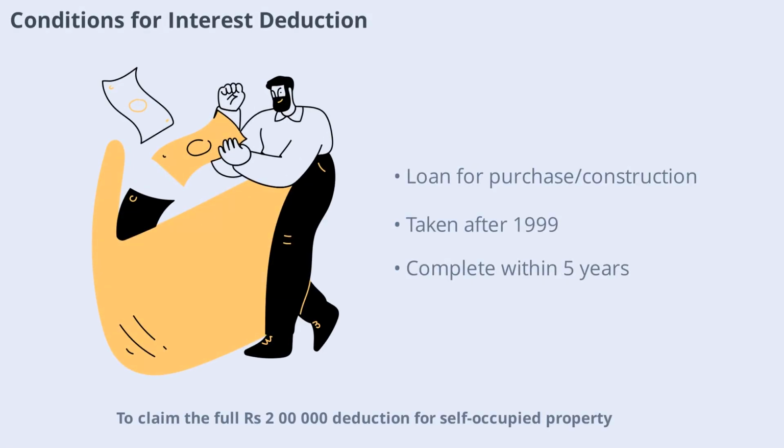Claim the full Rs. 200,000 deduction for self-occupied property. The loan must be taken for purchase or construction, not repair or renewal. The loan should be taken on or after April 1, 1999, and construction must be completed within 5 years from the end of the financial year in which the loan was taken. If these conditions are not met, the maximum deduction drops to Rs. 30,000. These rules ensure that the benefit is available only for genuine home buyers.